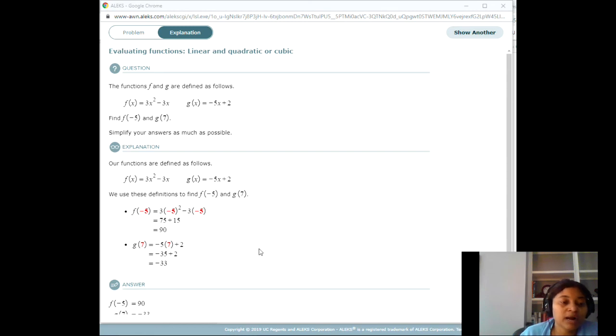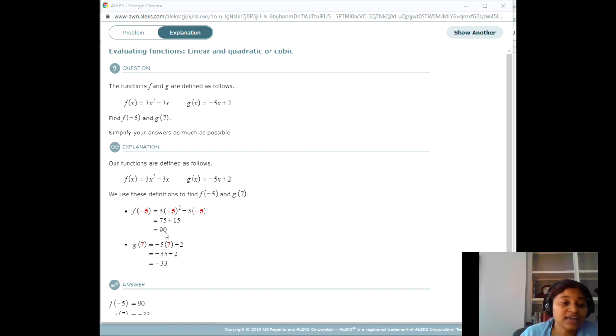Here they wrote out a -5 so you wouldn't forget, and the 7, and so they went ahead and replaced the x with a -5 here and a -5 there. And so what they did was multiply 3 times a -5 squared, which gave them 75, plus 15, and they got the 15 when they multiplied here. Make sure you use your calculator, and then when they added 75 plus 15, that gave them 90.